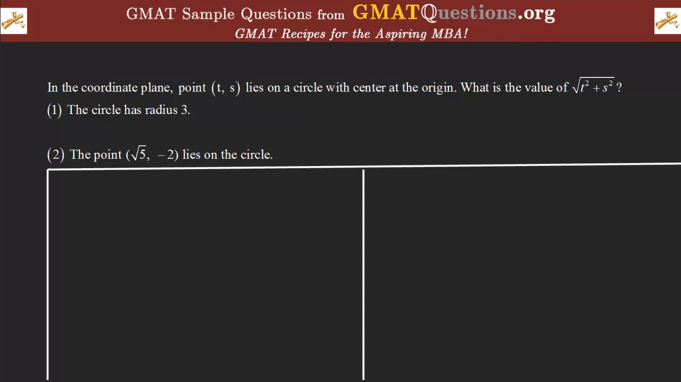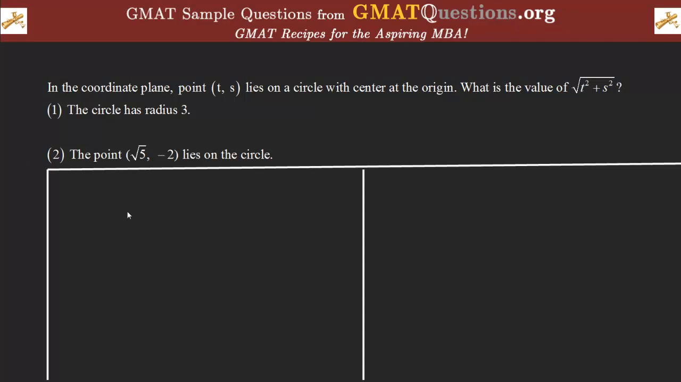In the coordinate plane, point (t, s) lies on a circle with center at the origin. What is the value of the square root of t squared plus s squared? Number 1, the circle has radius 3. Number 2, the point (root 5, negative 2) lies on the circle.